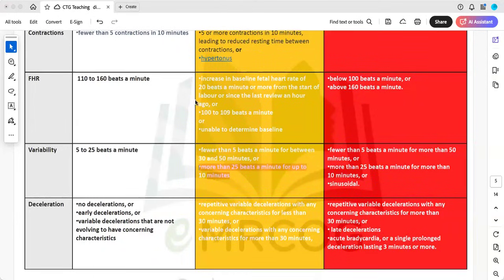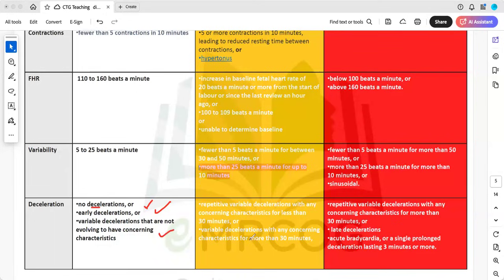How about decelerations? And decelerations, my friend, this is the most important feature, and this is the most common feature that people find challenging or can make mistakes in. The deceleration, if it is nothing, no decelerations at all, I'm happy. Early deceleration, which is called the mirror type deceleration, or in response to fetal head compression, it's fine. Okay? And variable deceleration with no concerning characteristic, also it's okay.